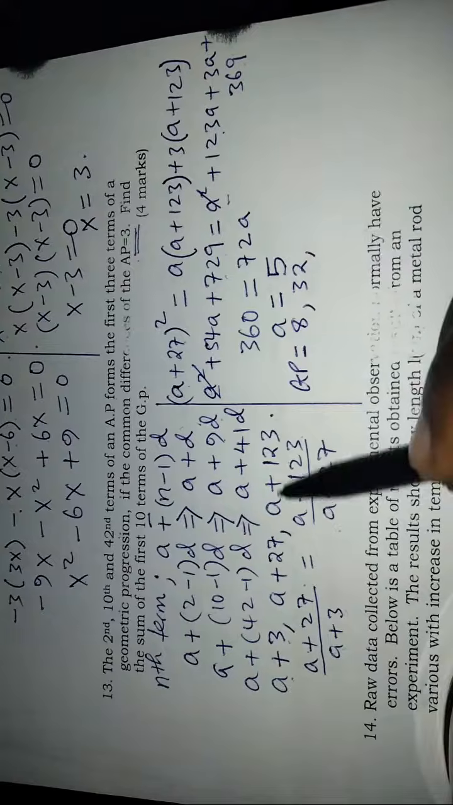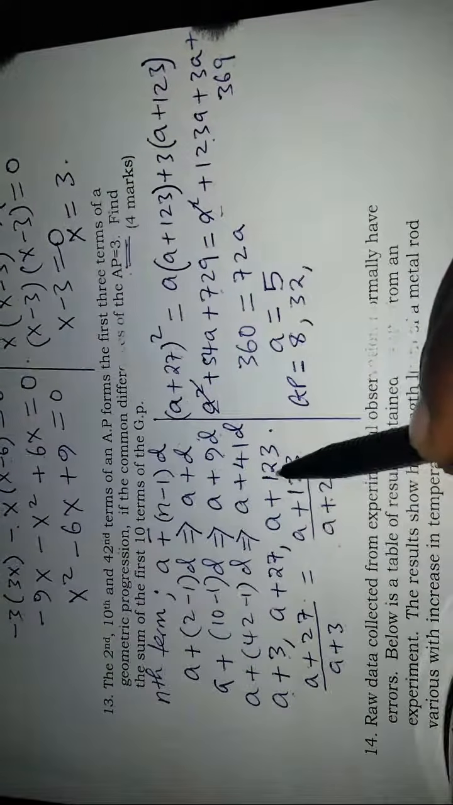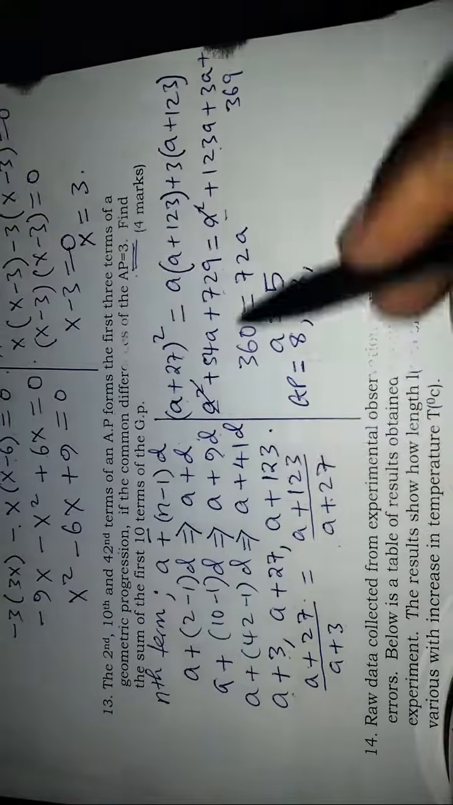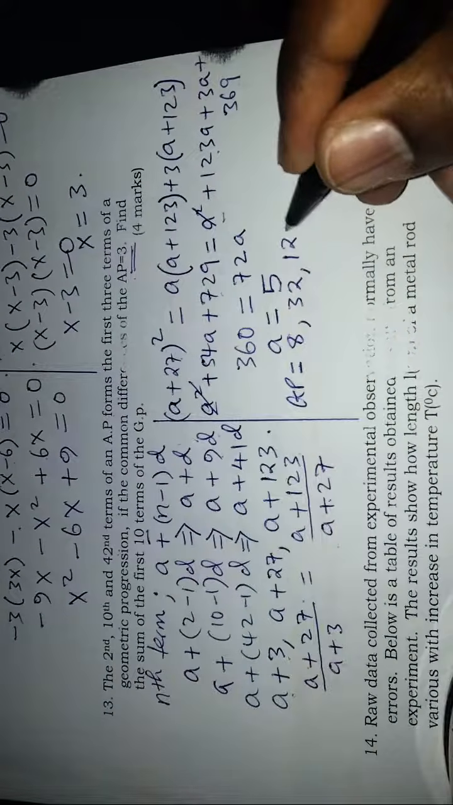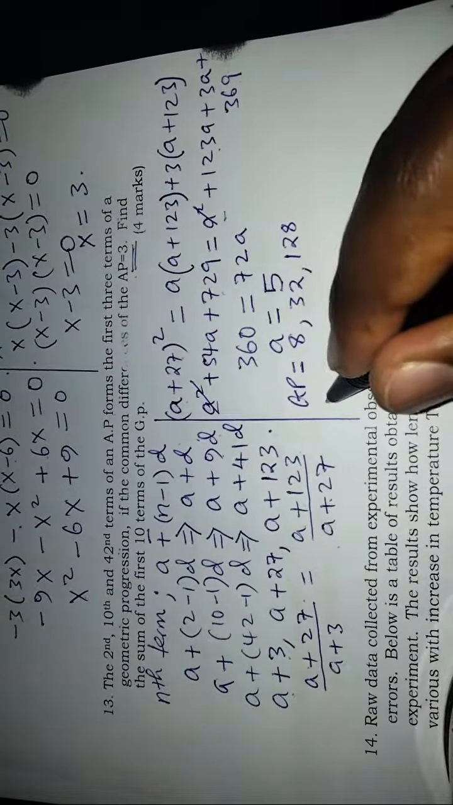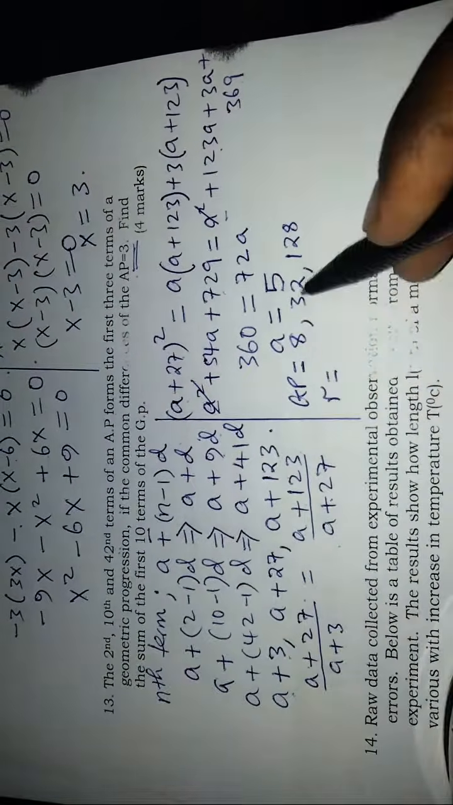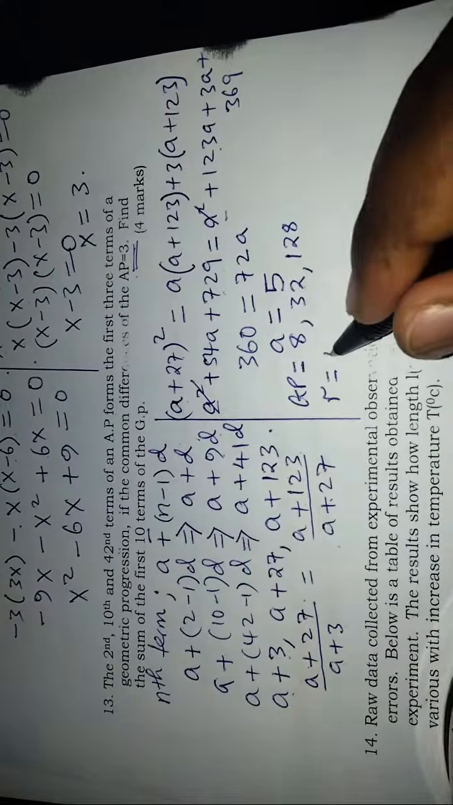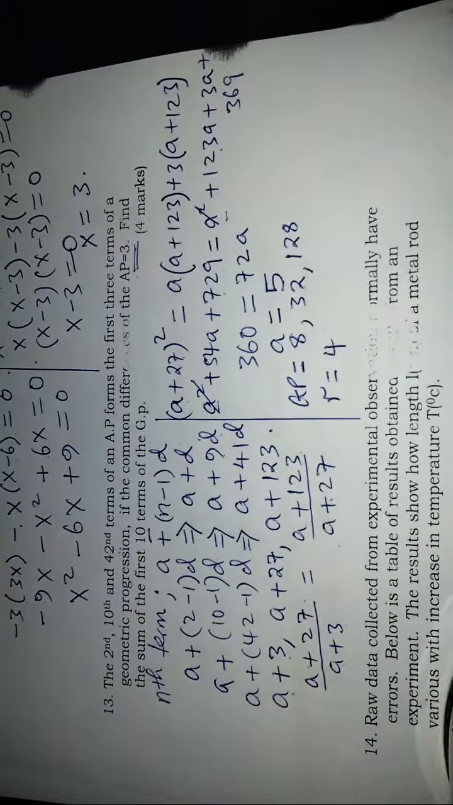The fourth is going to be 5 plus 123, giving us 128. So that is how the terms follow one another for the GP. So we can get the common ratio for the GP. 32 out of 8 gives us 4. We can confirm by getting 128 out of 32. We also get 4. Therefore, the common ratio is 4.